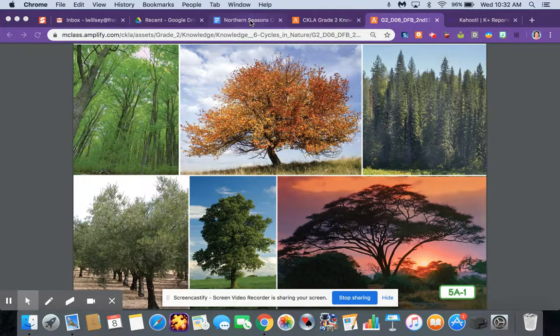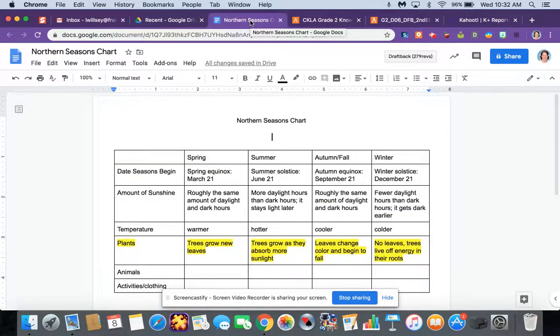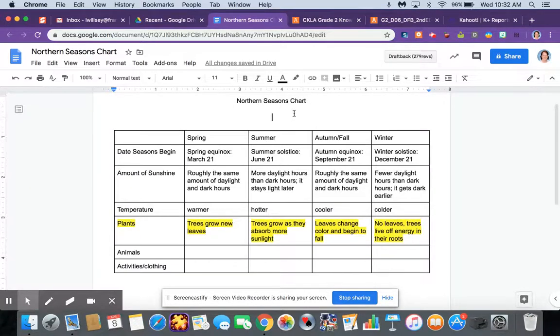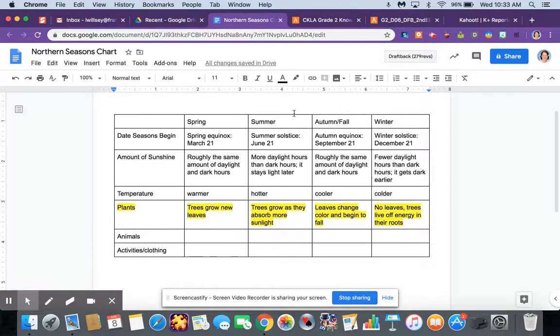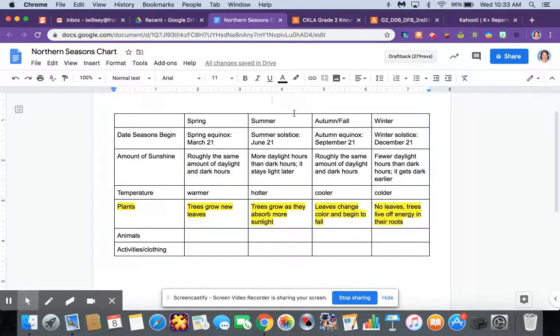We're also going to take a look at a chart that I created about seasons. And for us, we're in the northern hemisphere, so it's our northern seasons chart, and I will attach this and have it filled out before it's time to have our test. In the spring where we are, spring equinox is March 21st. We have roughly the same daylight as dark hours. In the summer, we have the summer solstice, June 21st, more daylight hours than dark hours. It stays lighter later. In the fall, we have about the same amount of daylight and dark hours. And in the winter, we have fewer daylight hours and it gets darker.